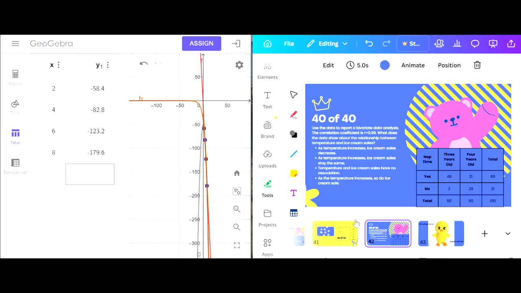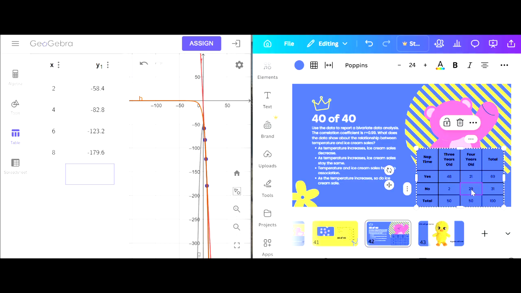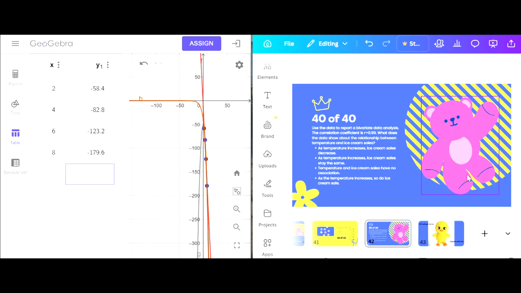Here's number 40. Use the data to report a bivariate data analysis. The correlation coefficient is R equals 0.99. What does the data show about the relationship between temperature and ice cream sales? So if we look at this, this is totally the wrong table. My gosh, I'm doing so well. We're not talking about nap time.